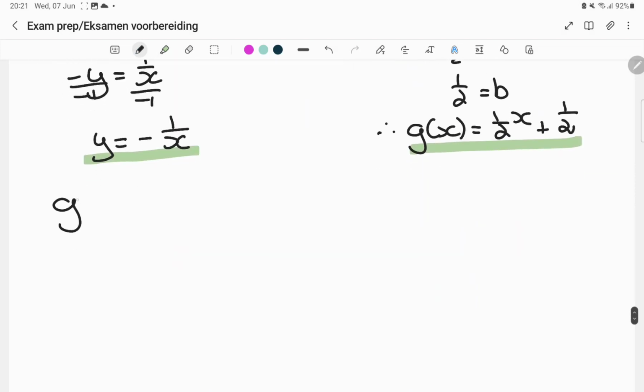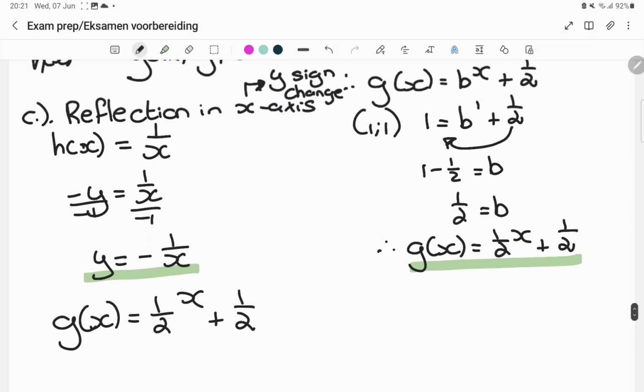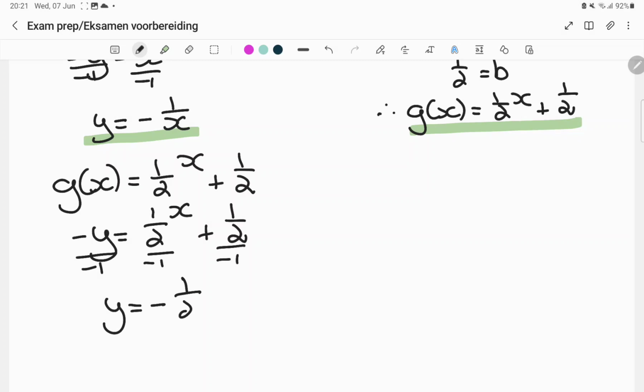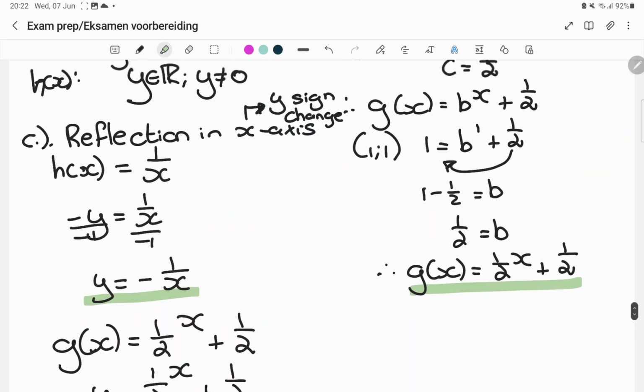We can do the same for the reflection of g of x. At the moment my g of x is equal to a half to the power of x plus 1 over 2. Now if I also have a reflection in my x-axis, it means my y sign has to change, and it becomes negative y equals 1 over 2 to the power of x plus a half. And to get rid of the negative, I have to divide everywhere by negative 1. So it actually becomes y equals minus 1 over 2 to the power of x minus 1 over 2. Remember, with reflection your signs change. If it was a reflection in the y-axis, my x sign would have changed.